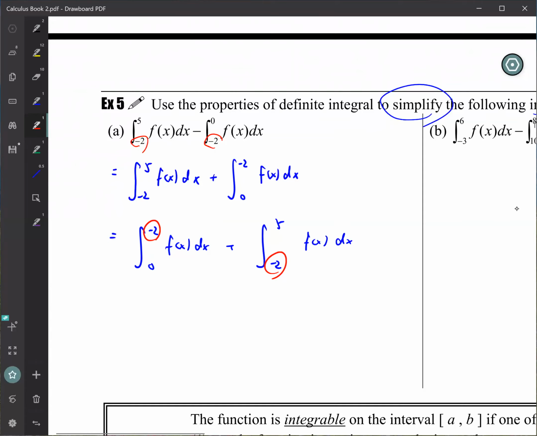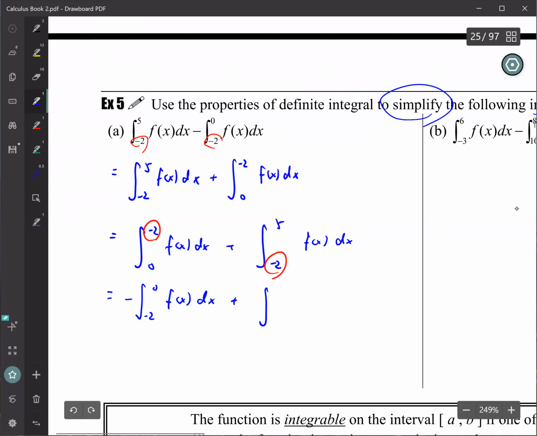Okay, so it's better, right? Usually it makes more sense for us to have the smaller number at the bottom, right? Yeah. Instead of a smaller number at the top. So how about this? Let's flip the first one so it makes more sense, right? So we have negative and then -2 to 0, right? So now it makes more sense. And then I'm going to break this one up. -2 to 5, I'm going to break it apart into two integrals using number 3. So where do you think we can break it apart at?